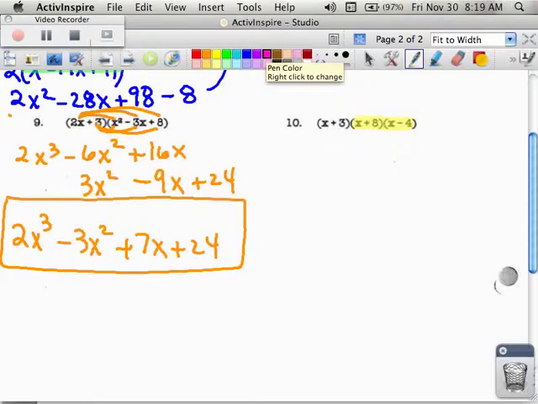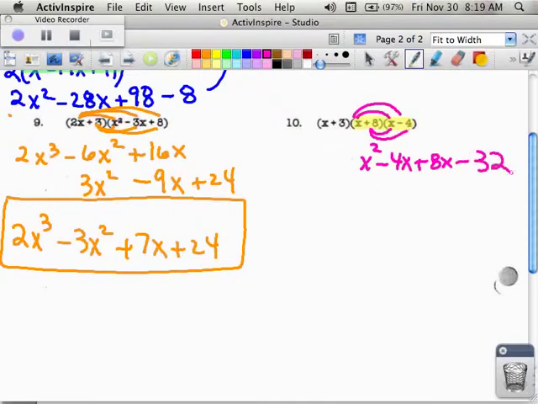If I FOIL out those parentheses, I have x times x, which is x squared. I have x times minus 4, which is minus 4x. I have 8 times x, which is 8x. And I have 8 times minus 4, which is negative 32. This stuff that I just got done with is the result of my foiling the last 2 parentheses.